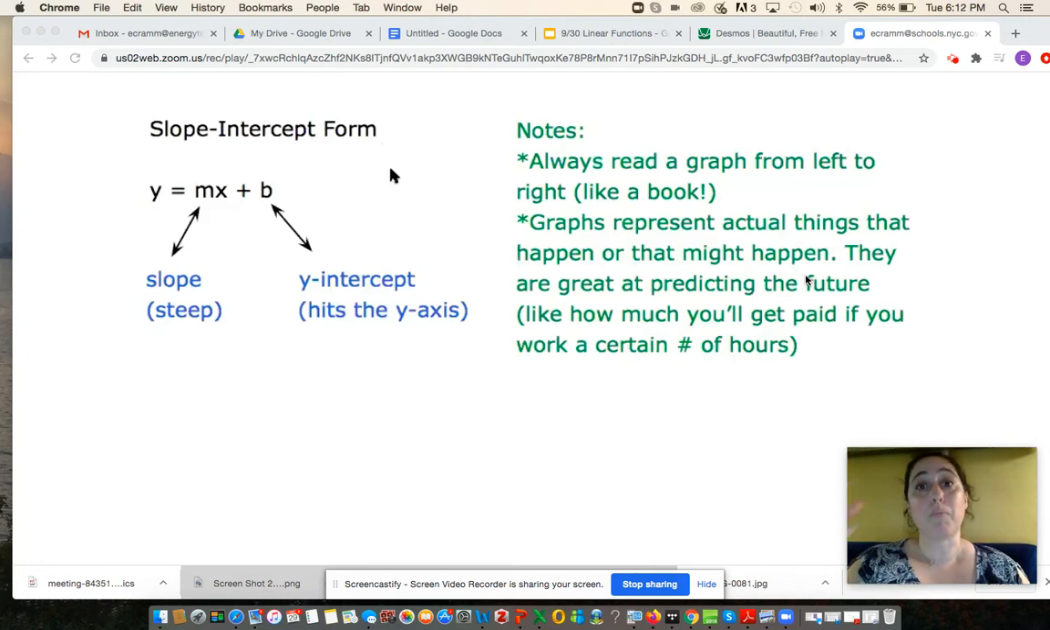They actually are trying to represent a story and they can help predict things in the future, even if they haven't happened. So, an example of that is how much you're going to get paid if you know you make like $20 an hour. So, you work 1 hour, you get $20. You work 2 hours, $40, right? So, I could predict, even if I haven't worked for 10 hours, how much money I'll make in 10 hours based on how much money I get every single hour, or that linear graph if I were to graph it. All right, so that is a refresher.